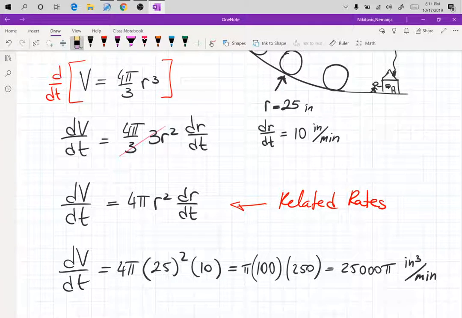Anyway, there you go. 25,000 pi inches cubed per minute. Awesome. Exactly.